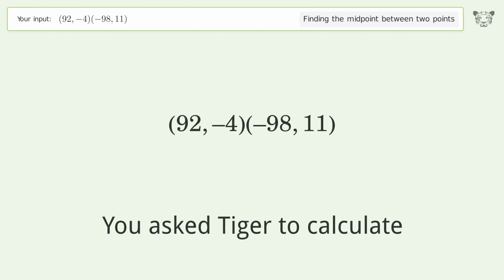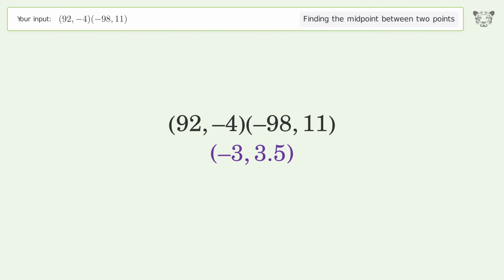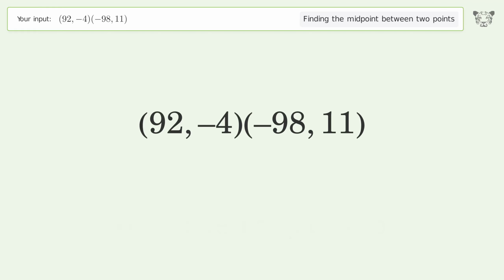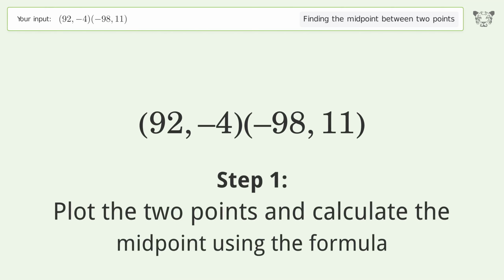You ask Tiger to calculate. This deals with finding the midpoint between 2 points. The midpoint between the 2 points is -3, 3.5. Let's solve it step by step. Plot the 2 points and calculate the midpoint using the formula.